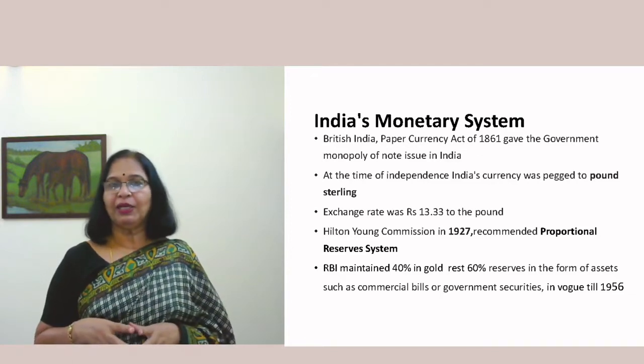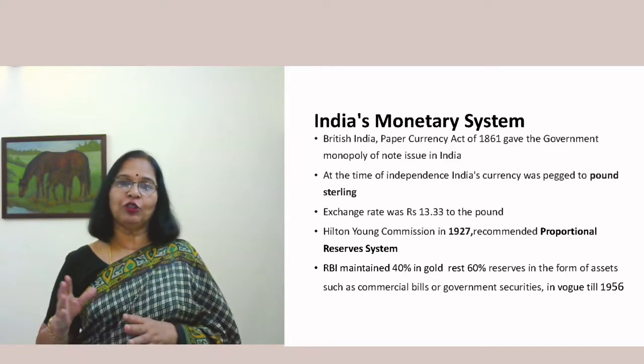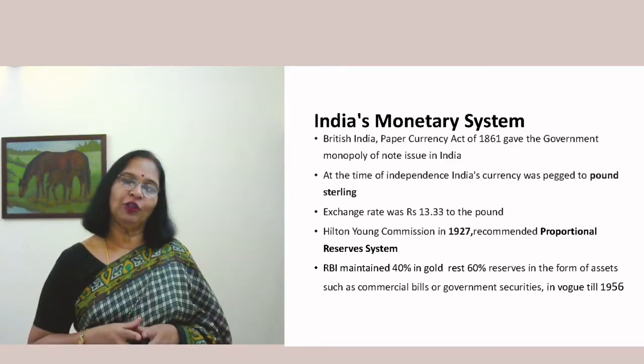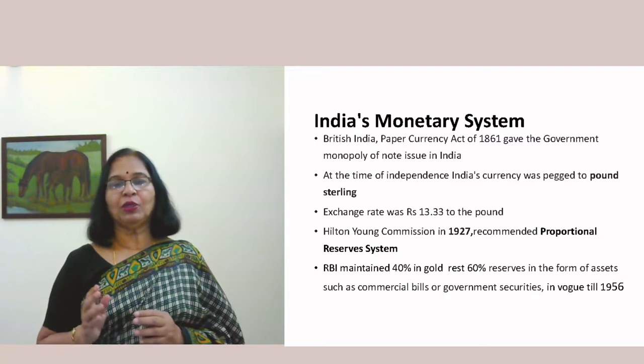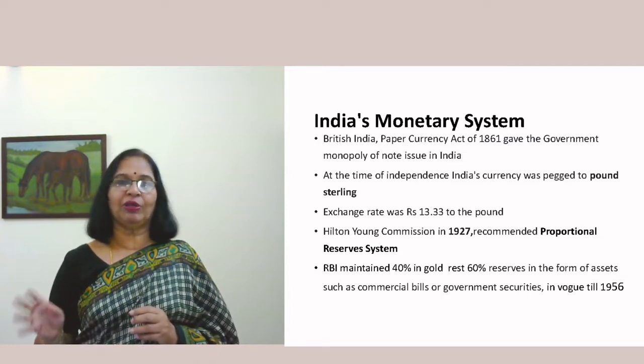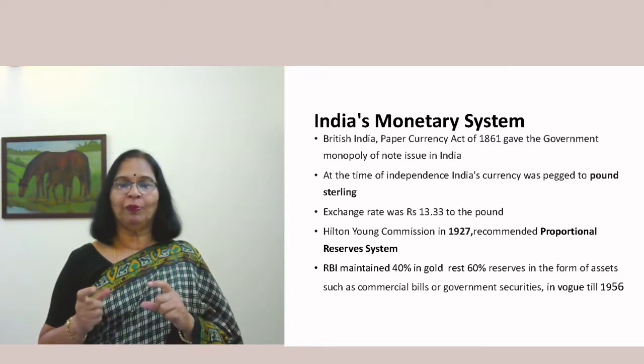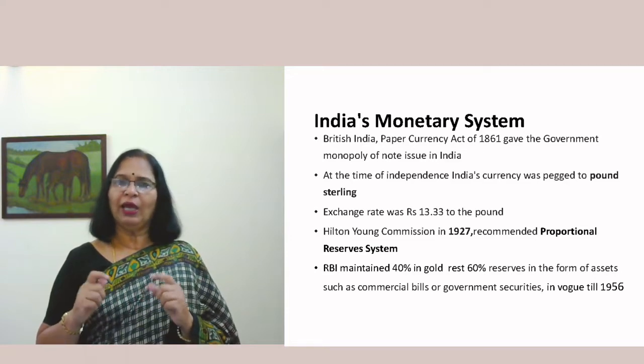At the time of independence, the Indian rupee was linked to the pound sterling, and the value of 1 pound was equal to 13 rupees 33 paise. That was the value of 1 pound in terms of rupee at that time.